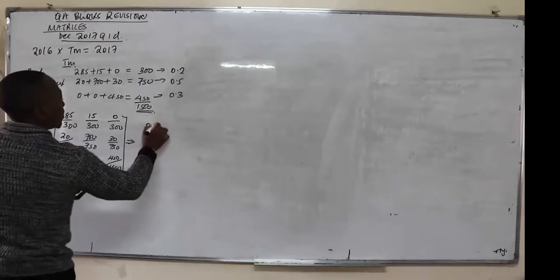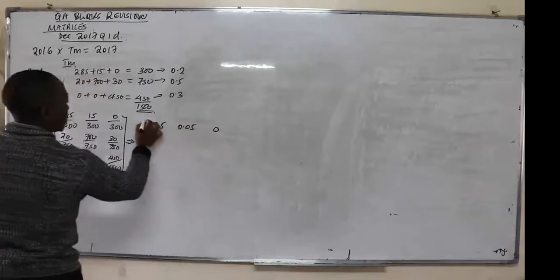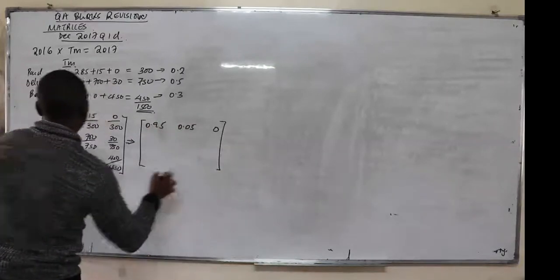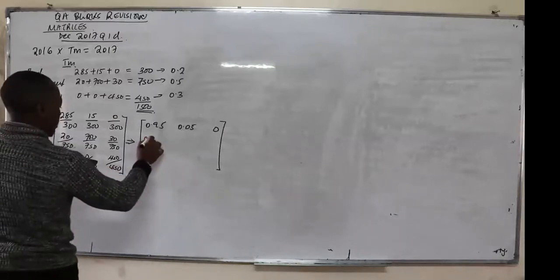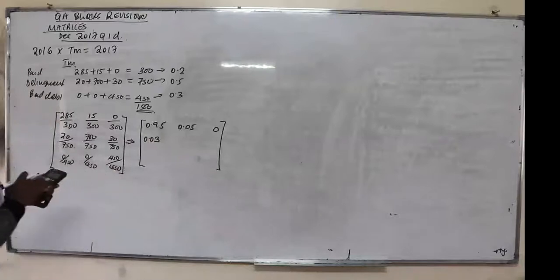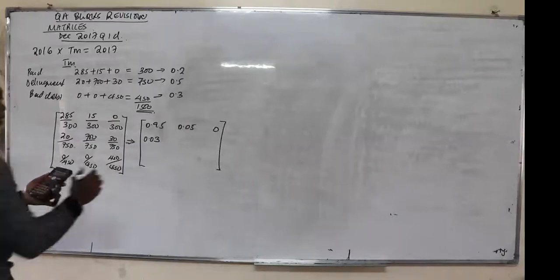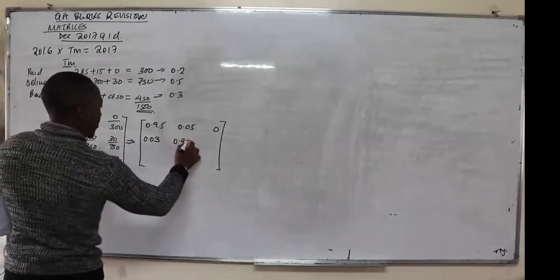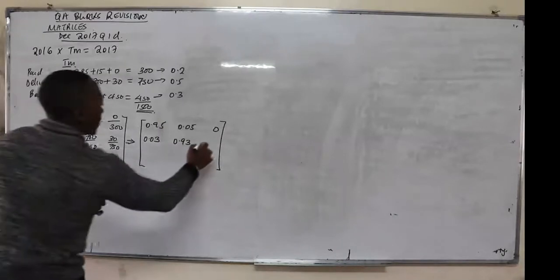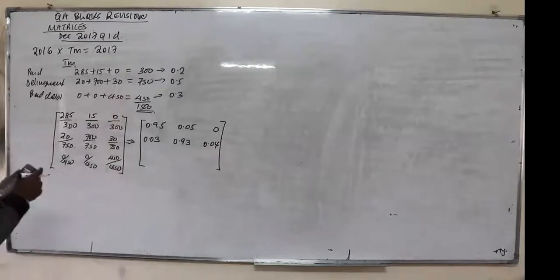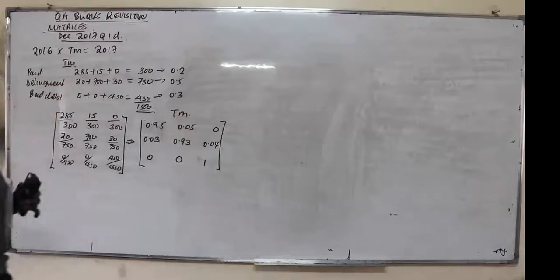And that will be 0.95, 0.05, 0. We have 0.03, 0.93, and here we have 0.04. That's 0, 0, 1. So that's our transition matrix.